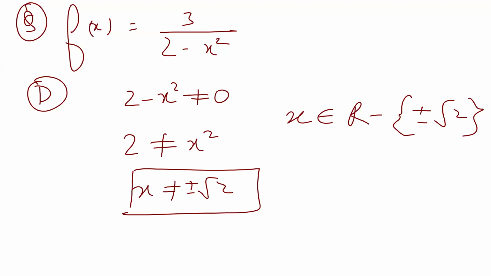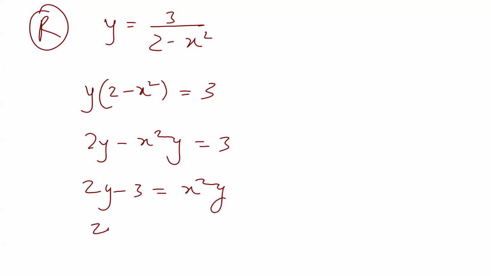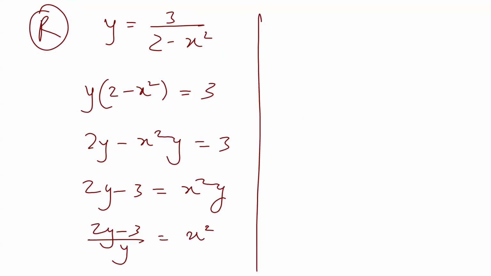We'll continue with the range part. So y is equal to 3 upon 2 minus x square. y into 2 minus x square is equal to 3. 2y minus x square y is equal to 3. 2y minus 3 is equal to x square y. Cross multiply y. So x is equal to root of 2y minus 3 upon y.